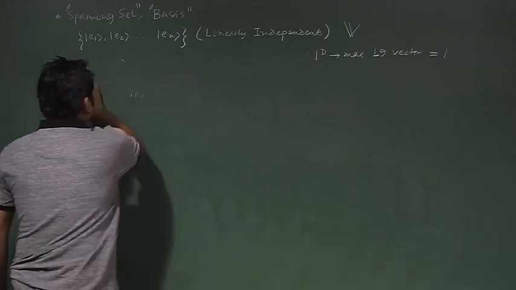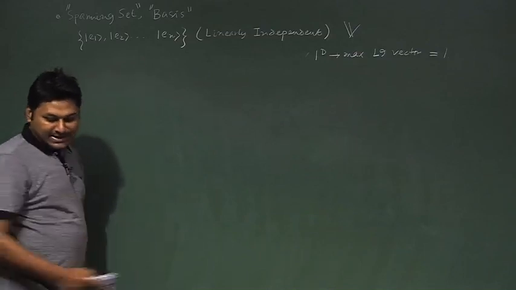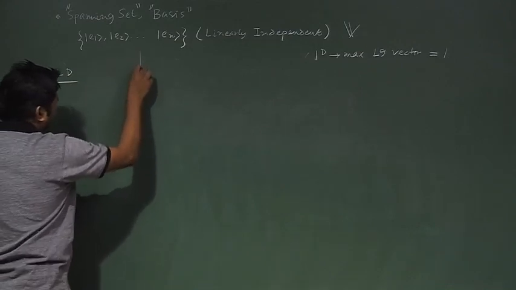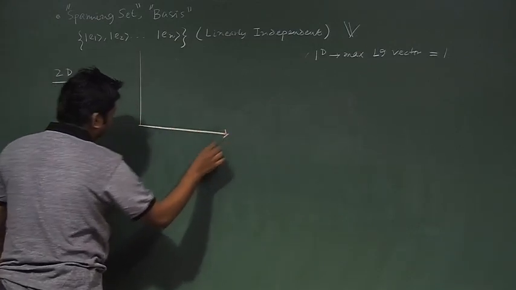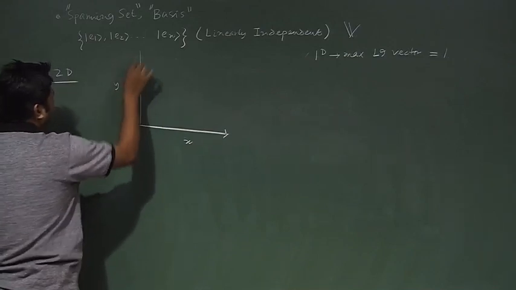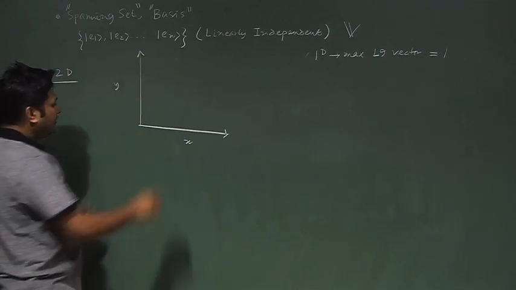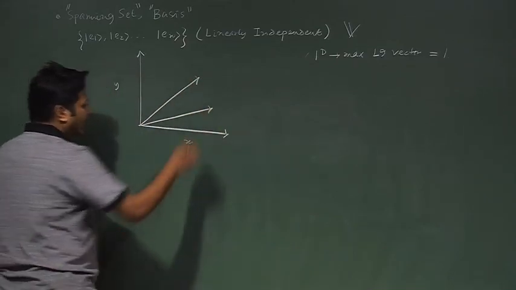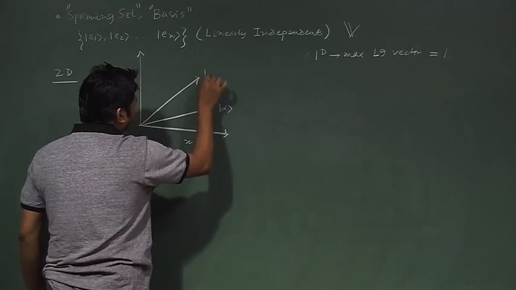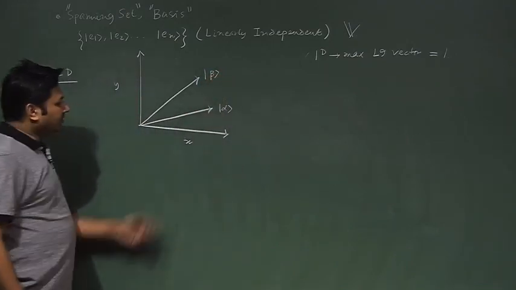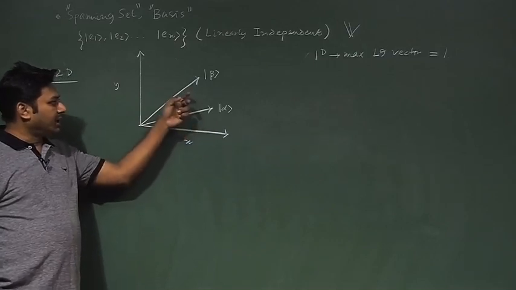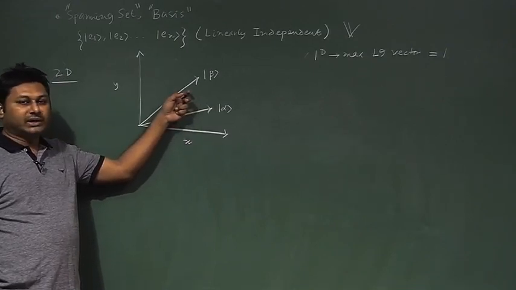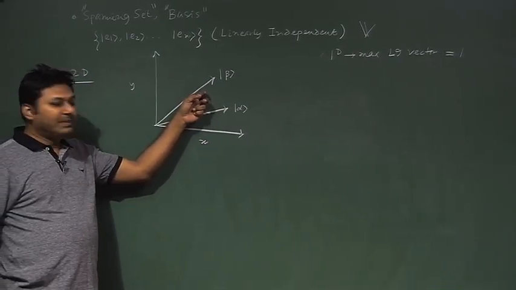Now let us try to find out what is happening in the case of 2D. In 2D I have x and y, this is my 2D plane. In a 2D plane, if I have two vectors like this and this, I call this vector alpha, I call this vector beta. So there is no way that I can write alpha in terms of beta. So that means essentially alpha and beta, these two vectors, are linearly independent of each other.